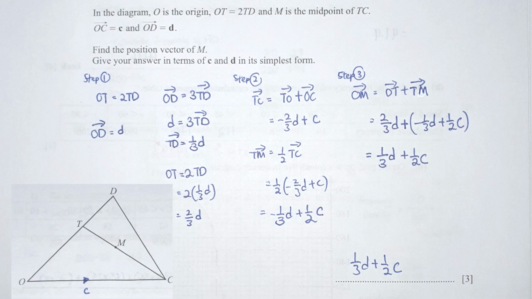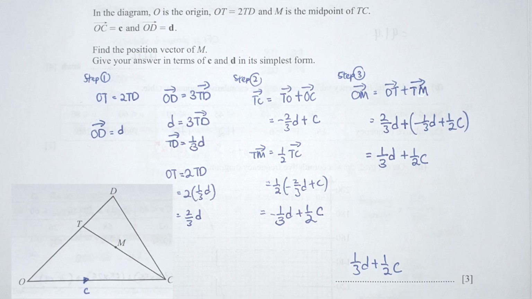So step 2 here, they're asking for position vector of M, but before we gotten from origin to M, we still have to identify TC first, because based on the information, they only mention about M is actually the midpoint of TC. So anyhow, we have to identify the entire TC's value and divide it by half in order to get the information from T to M.